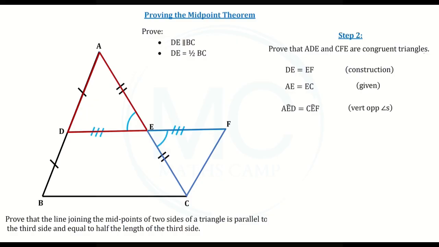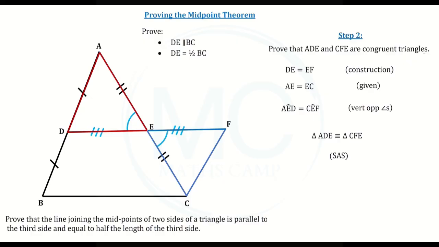We now have two equal sides and an equal included angle. So now we have proven that triangle ADE is congruent to triangle CFE, and as our reason, we use side, angle, side. If two triangles are congruent, they are identical. This means that all three corresponding sides are equal and all three corresponding angles are equal as well. So we can mark this information on our diagram.